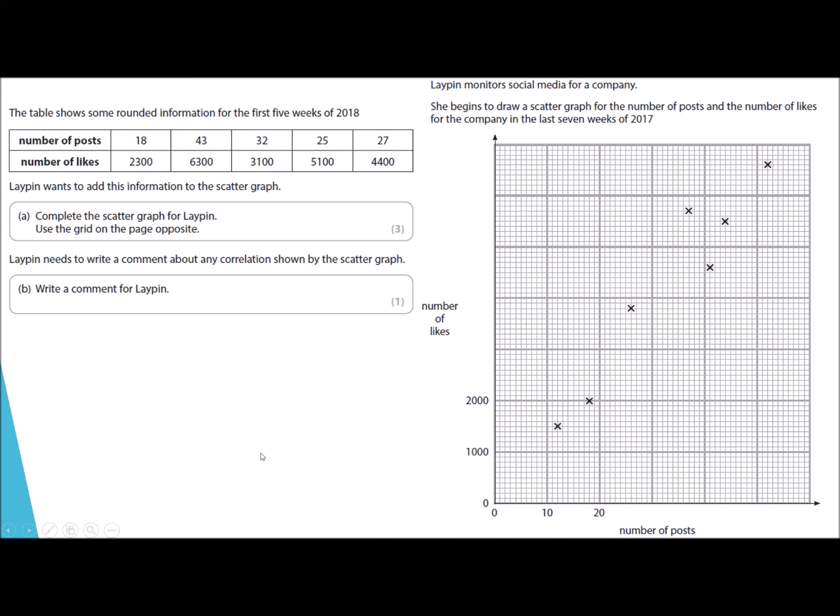So here's some other exam questions. So these are the ones that you could try out if you wanted to yourself. And you can also take as much time as you need. If you've got your graph paper, you can have a go.